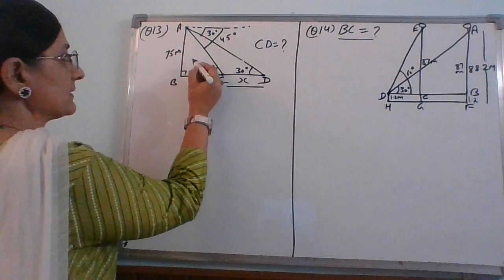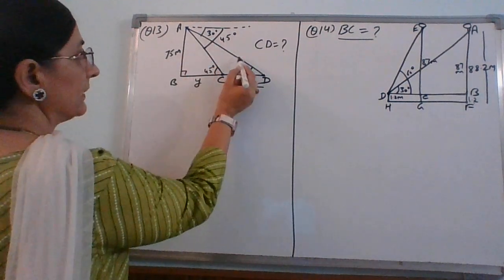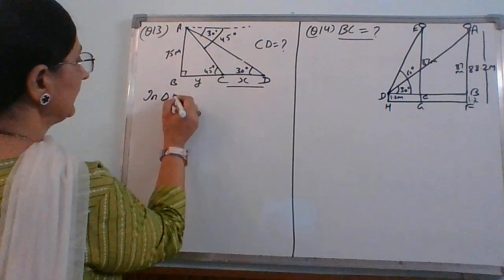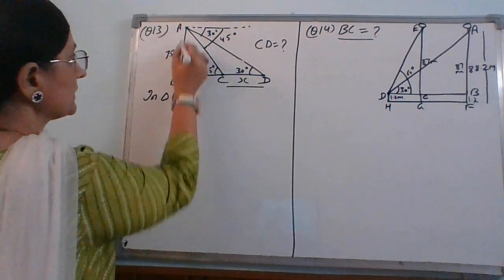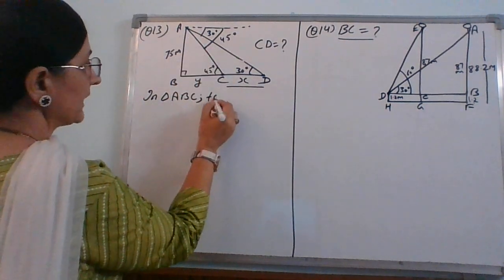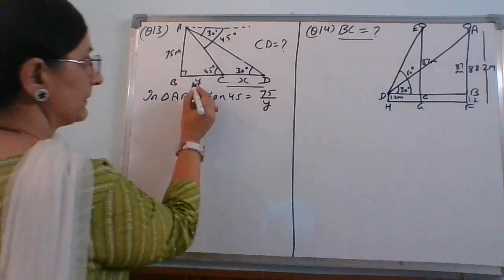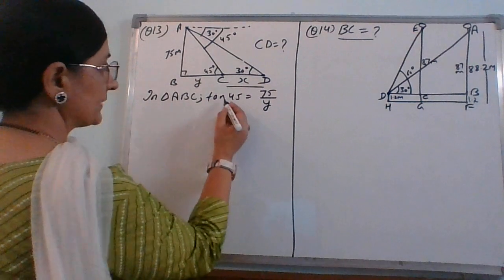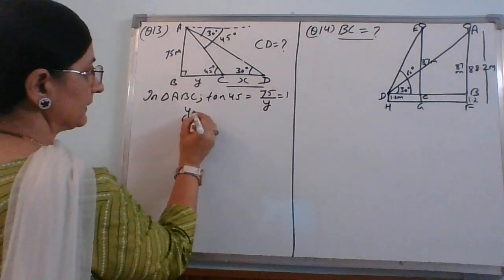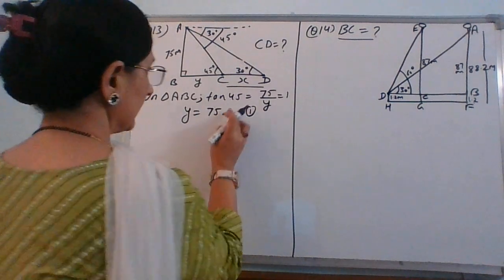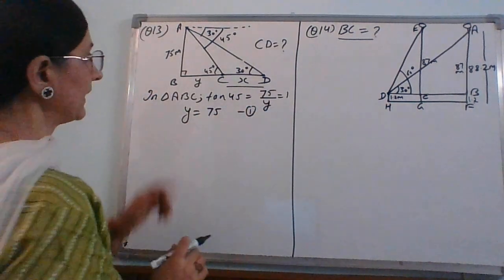We have two triangles, the smaller one and the bigger one. In the triangle, let us first take the small one, ABC. Here tan 45 is perpendicular upon base. I have written the base as y, right? So tan 45 is 1. It is clear that y will be 75 meters. Equation 1. We don't write meters yet, right? So the value of y is 75.